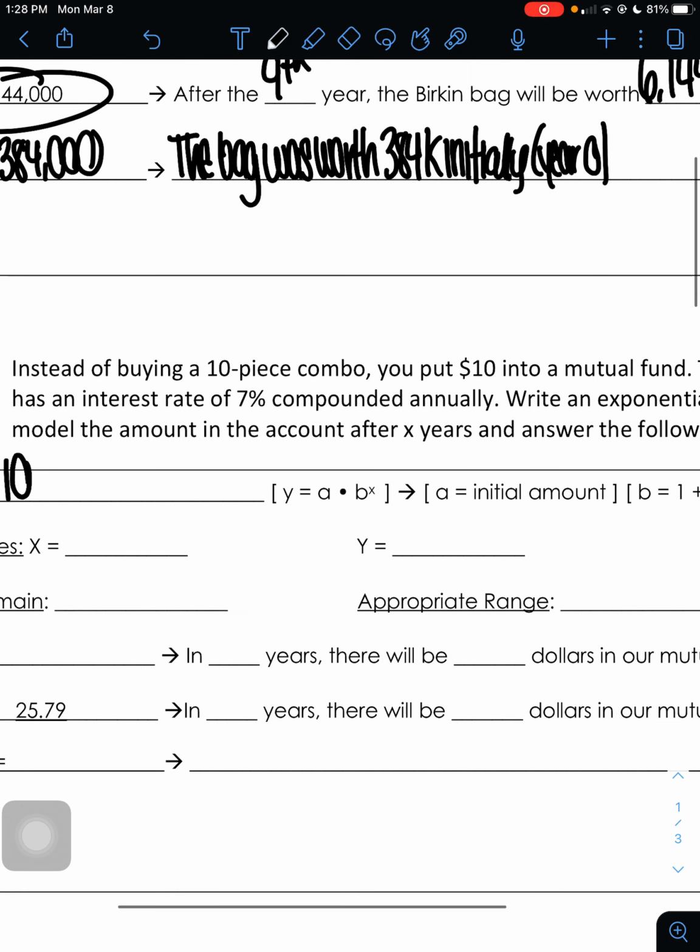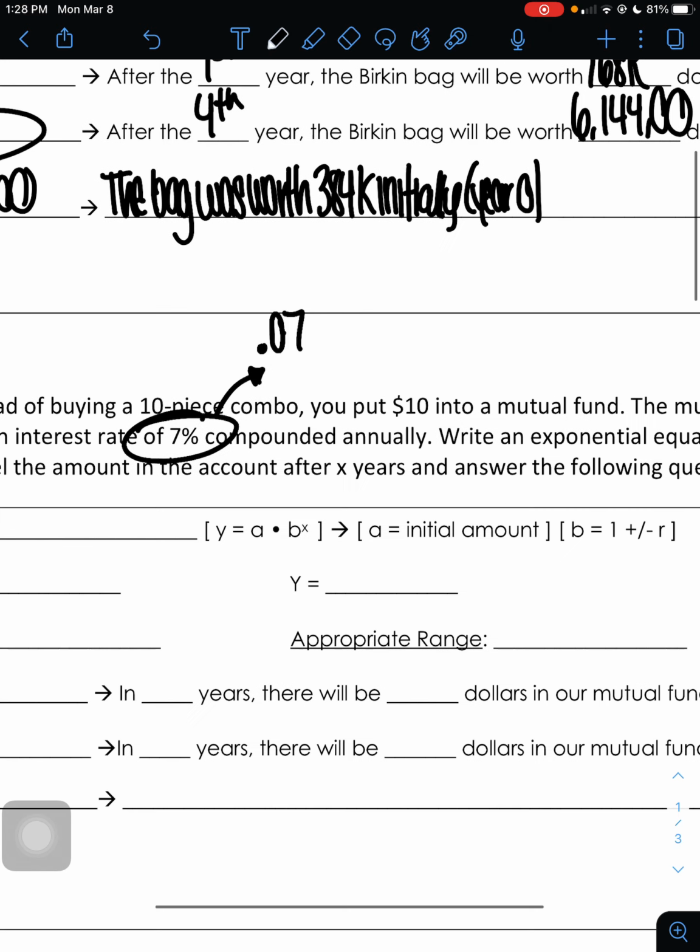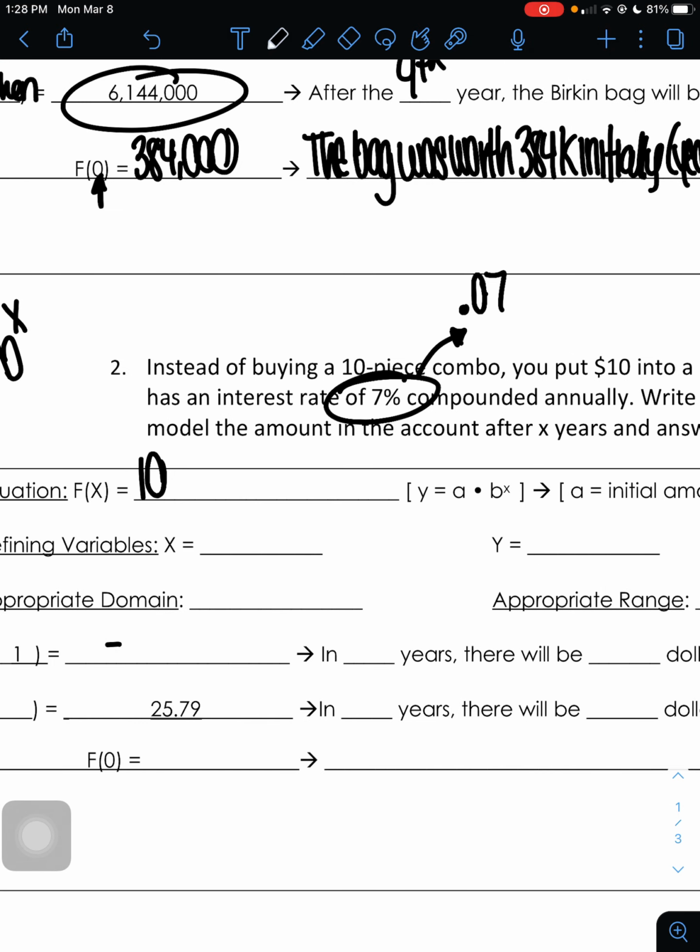Now, since I do see this 7% in my word problem, I want to make sure that I make this a decimal. Let's go ahead and do that first. So what is 7% as a decimal? Hopefully you guys are yelling through the screen, 0.07. So now I have one bit closer to figuring out what my b is, because I know that b is going to be either 1 plus 0.07 or 1 minus 0.07.